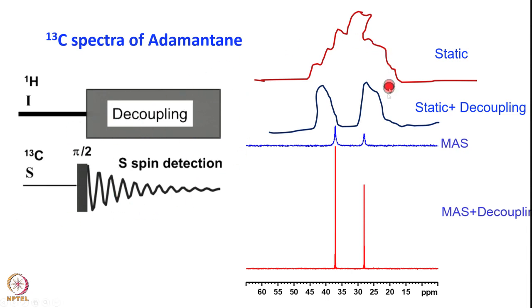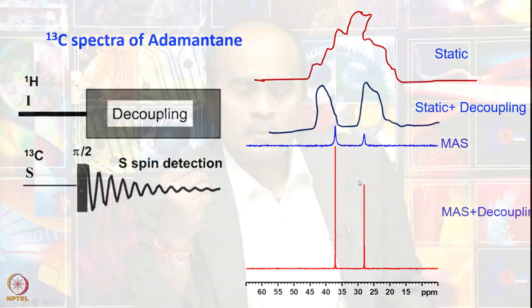Here, in a schematic, I have shown you, if I have a static spectrum, we get a really broad peak. When we decouple, we improve the resolution a little bit, but with MAS we improve it quite a bit. And this is adamantane, which has two carbons, and now with MAS and decoupling we can really get two sharp peaks with an increase in resolution as well as sensitivity. So, to re-emphasize, magic angle spinning, which is MAS, and decoupling, these are two basic building blocks for any solid state NMR experiment that improves the resolution as well as the sensitivity.